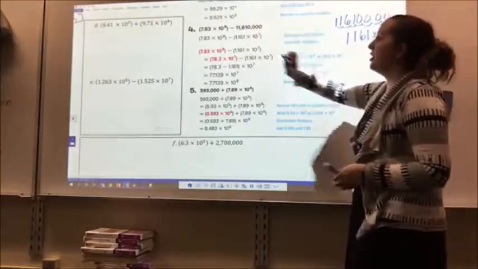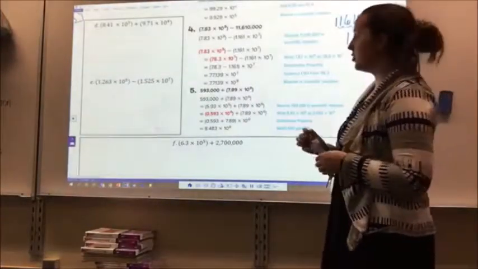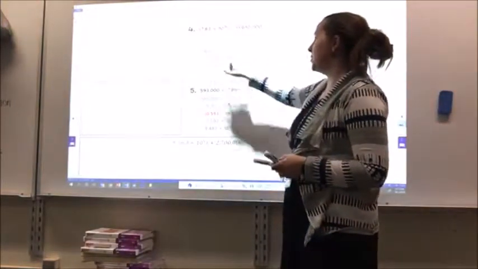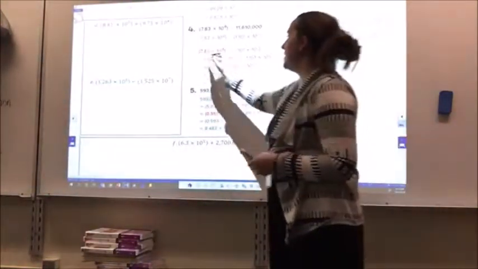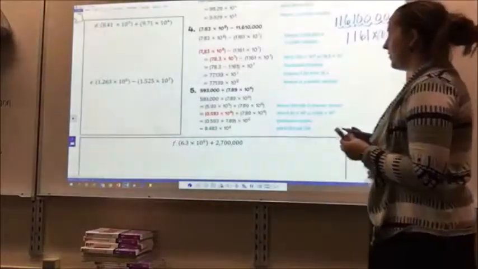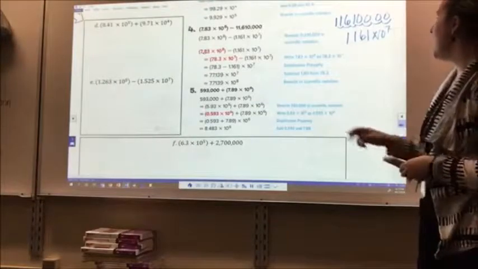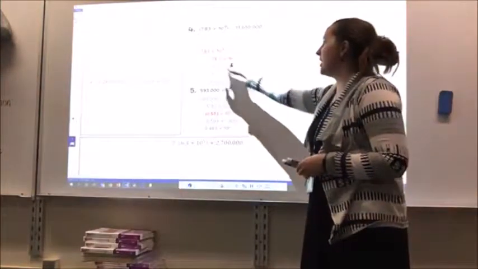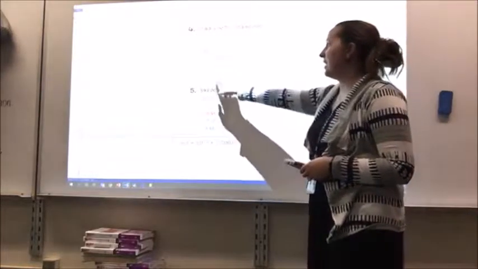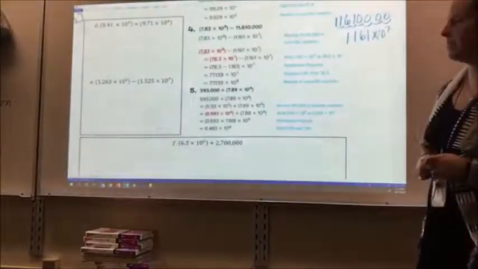Okay? Notice that 10 to the 8th and 10 to the 7th are two different exponents, which means I need to simplify this one from 8 to a 7. So I need to move my decimal over. So I get 78.3 times 10 to the 7th minus 1.161 times 10 to the 7th. I subtract my numbers. 78.3 minus 1.161. That gives me 77.139 times 10 to the 7th.